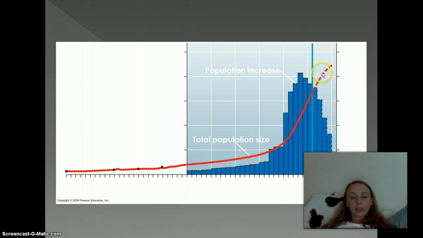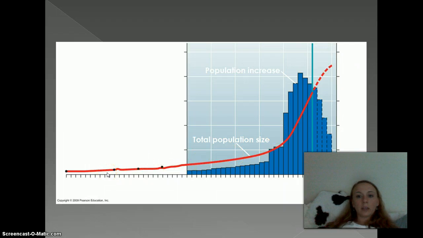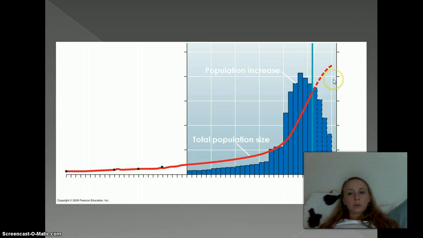And this is in your book, and I explain it a lot better in your book, and we'll definitely talk about it in class. So while we're still increasing, we're not increasing as fast as we were in the past years.